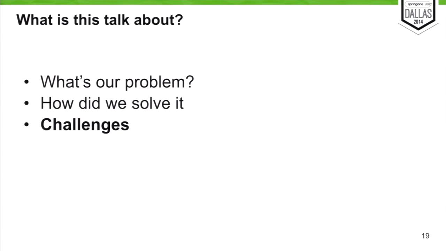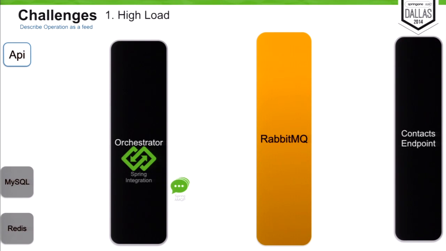So we've seen what our problem looks like and how we solved it, and now we're going to see the biggest challenges that we faced while implementing it. Basically, it's how our architecture has evolved over time. The first challenge is heavy load. The describe operation in our platform is the most expensive operation, and also the most important operation in the platform.